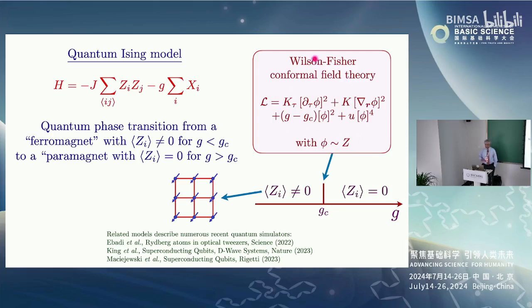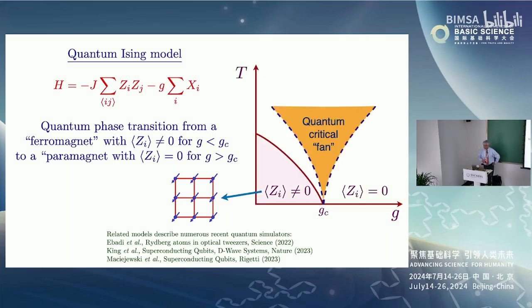And if you now interpret the properties of this field theory, which has usually been studied, at least in condensed matter, as a statistical mechanical theory in 3 dimensions, now let's think of it as a quantum theory in 2 plus 1 dimensions at finite temperature. Then it turns out that the quantum critical dynamics of this point describes the behavior in the so-called quantum critical fan, where temperature is a more important perturbation than the tuning parameter G.